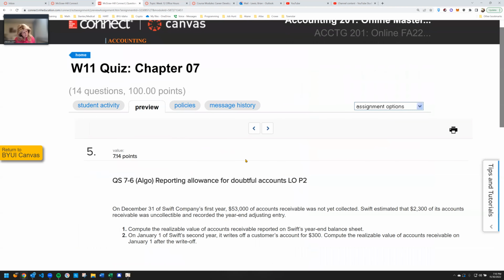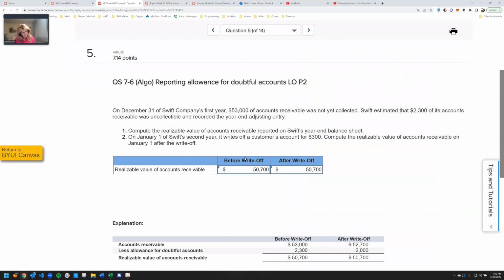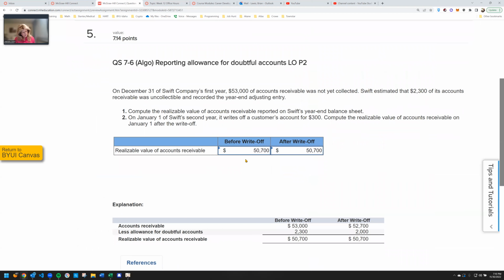Number 5. I think it goes, yeah, the accounts receivable not collected, they estimated 35 was uncollectible. And it's where you do the year-end adjusting entry and then compute the realizable value of the accounts receivable reported at the year-end balance sheet. And then on the second year, it writes off a customer's account for 400, compute the net realizable value of accounts receivable on January 1st after the write-off. And I tried every different way I could think of, and I never did come up with the right way.